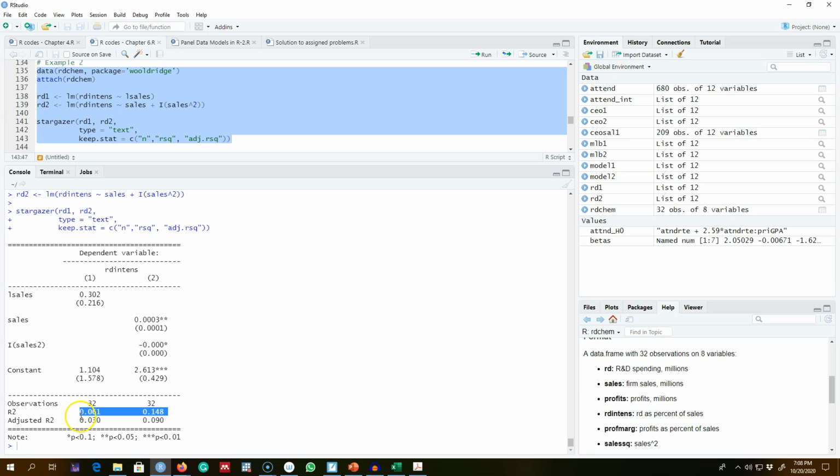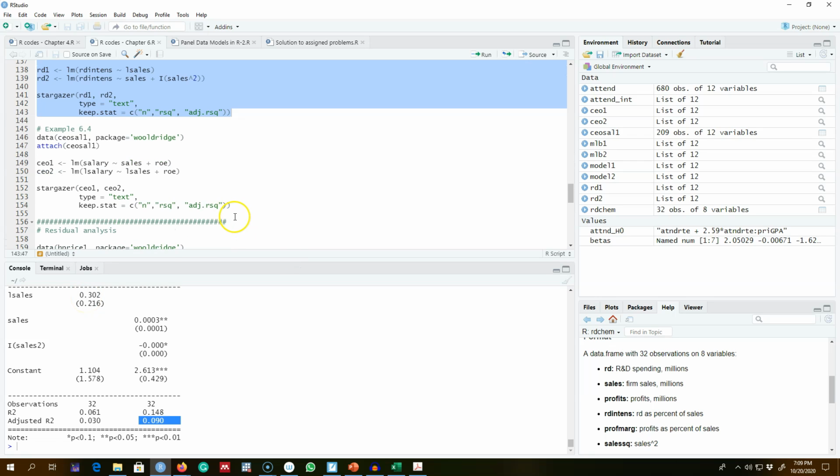So we can look at the adjusted R squared, and remember, adjusted R squared imposes a penalty for adding more variables. So in this case, adjusted R squared is 0.03 in the first model and 0.09 for the second model. So we have a preference for this quadratic model without taking the log of sales over the log of sales as the only variable in the model.